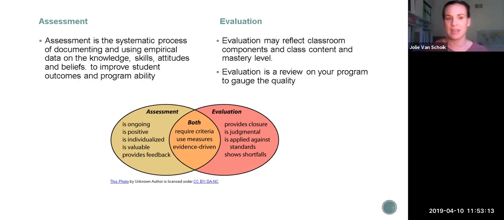So we're using data. So we might be looking at what children are achieving, in older classes, the reading level that they have. All of those things would go towards an assessment cycle.